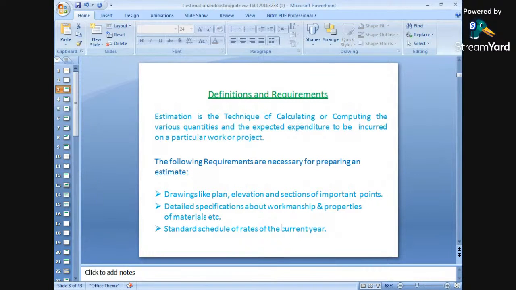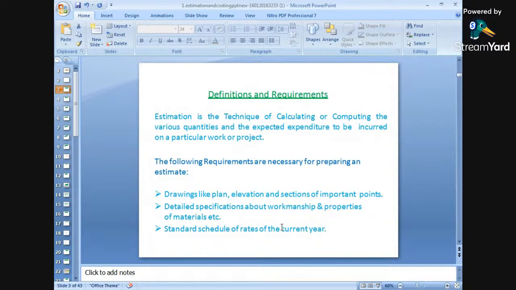Next, estimation is the technique of calculating or computing the various quantities and the expected expenditures to be incurred on a particular work or a project. Once again, it is the art of calculating or computing the various quantities and the expected expenditures. What is the total cost required for a particular type of execution? In this way, the total cost can also be found out with the help of estimations. The main purpose is to find out the total cost of any structure.